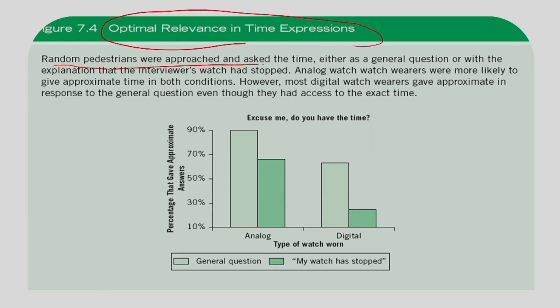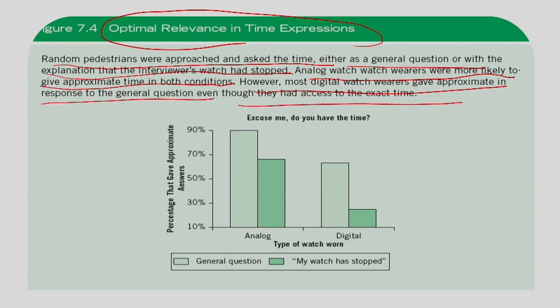Random participants were approached and asked for the time, either as a general question or with the explanation that the interviewer's watch had stopped. Analog watch wearers were more likely to give the approximate time in both conditions. However, most digital wearers gave approximate answers in response to general questions, even though they had access to the exact time. And so, this talks about something called the relevance theory, of how much information should be shared between people.